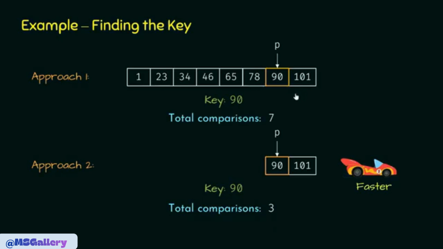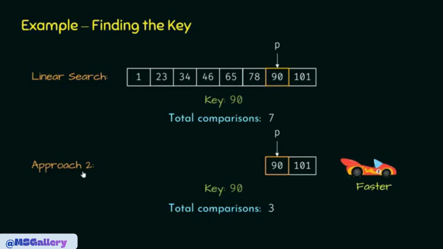Before that, I would like to mention this, that approach number 1 is linear search. The term linear refers to the fact that we are searching this list linearly or sequentially. This means each item is compared with the key.